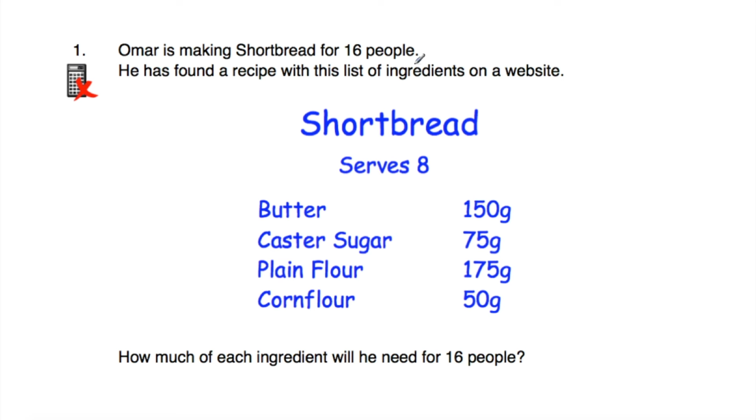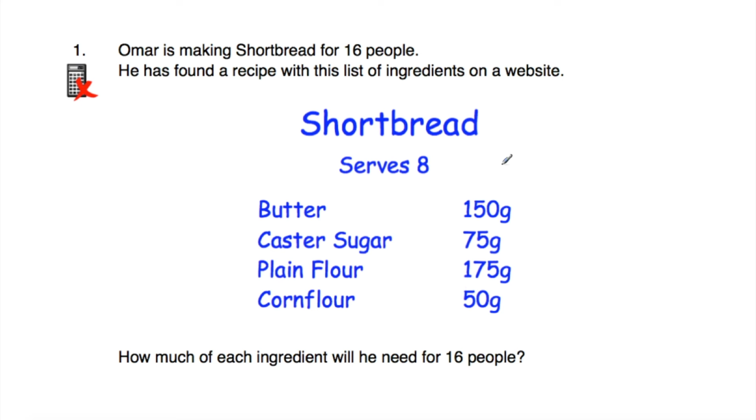Omar is making shortbread for 16 people, and he's found this recipe with a list of ingredients on a website. So we've got shortbread and it serves 8 people. For 8 people, he needs 150 grams of butter, 75 grams of caster sugar, 175 grams of plain flour, and 50 grams of corn flour. The question says, how much of each ingredient will he need for 16 people? Now, that's quite handy because this is for 8 people, and if you double 8, you get 16.